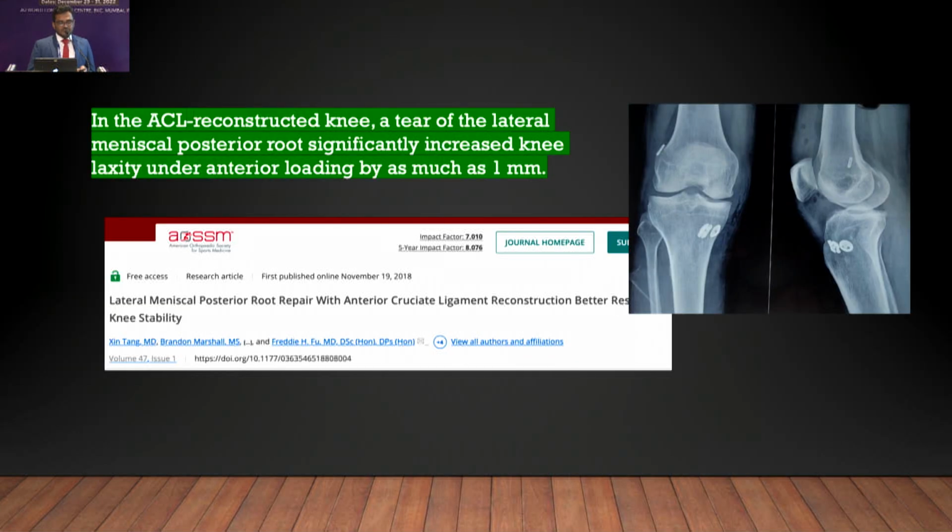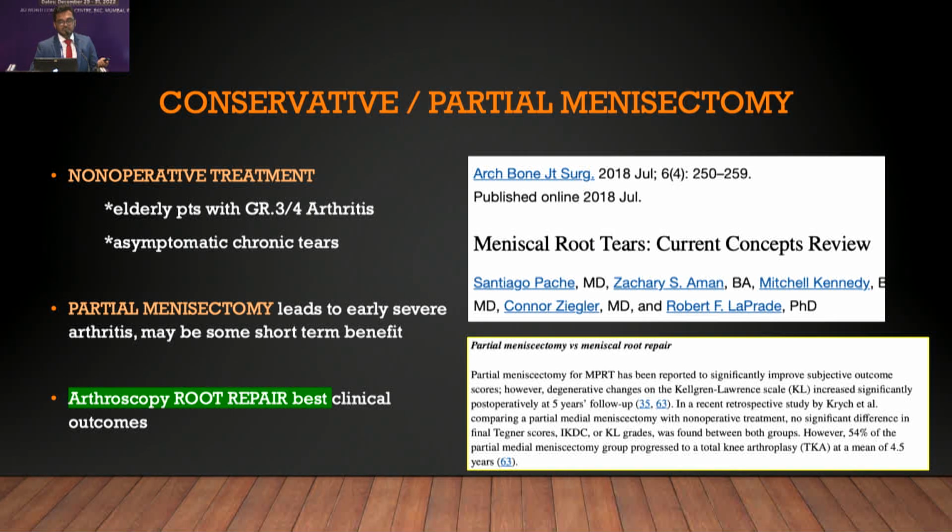In the ACL reconstructed knee, a tear of the lateral meniscus posterior root significantly increases the knee laxity under anterior loading by as much as 1 millimeter. So they contribute to ACL stability as well. So they must be repaired at the time of your ACL reconstruction.